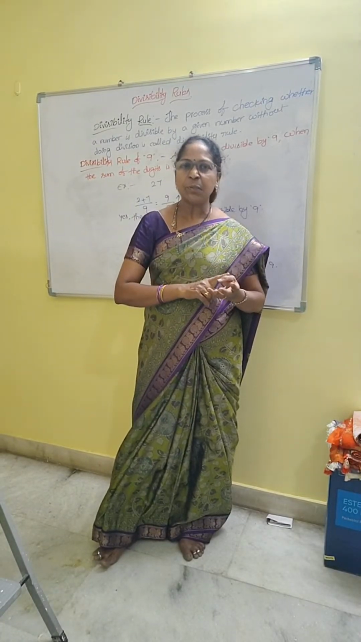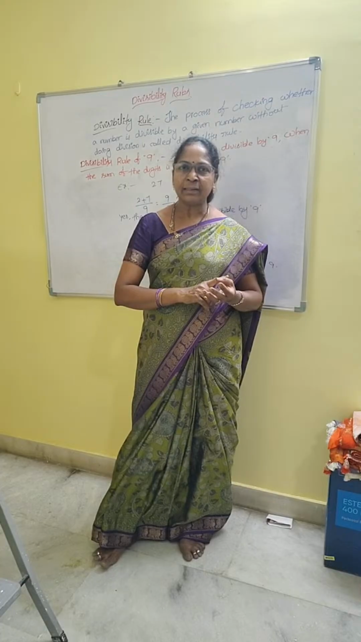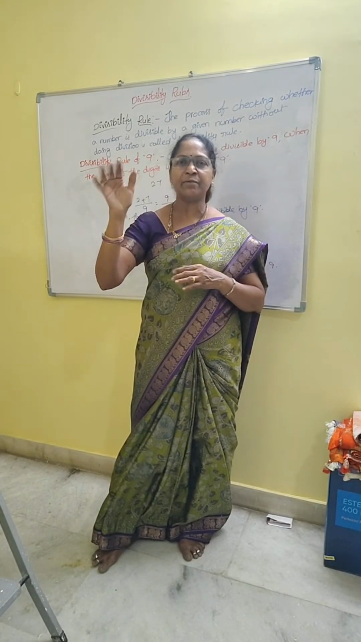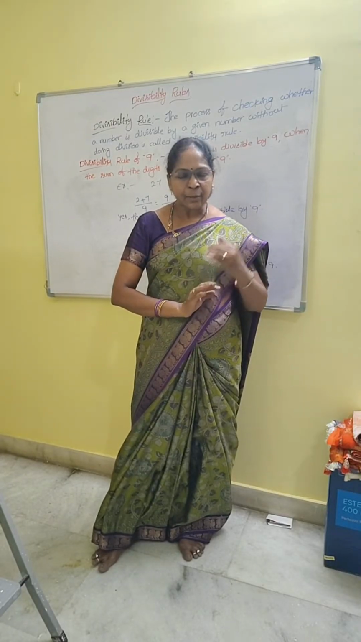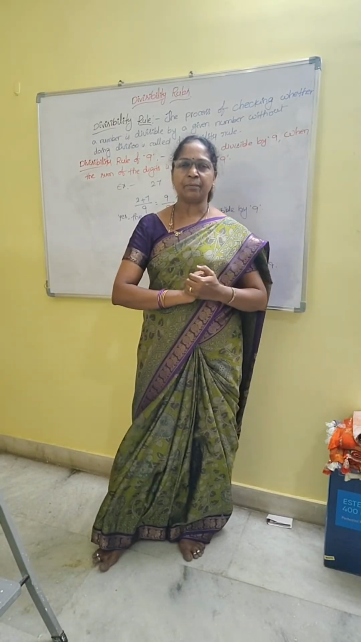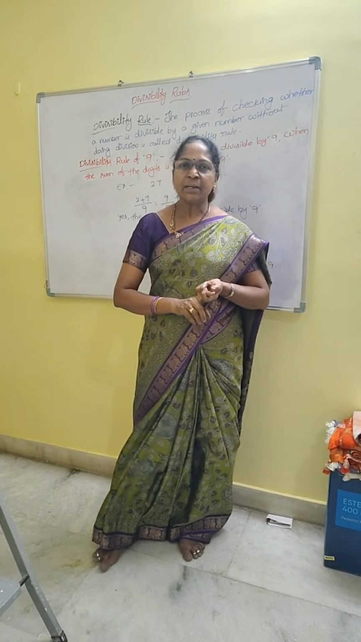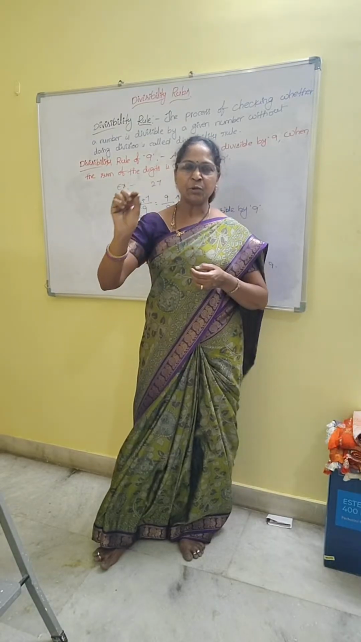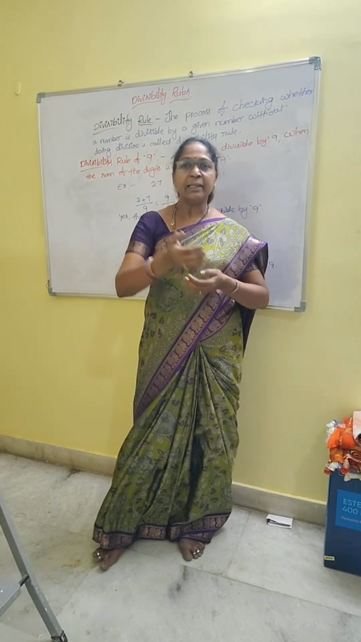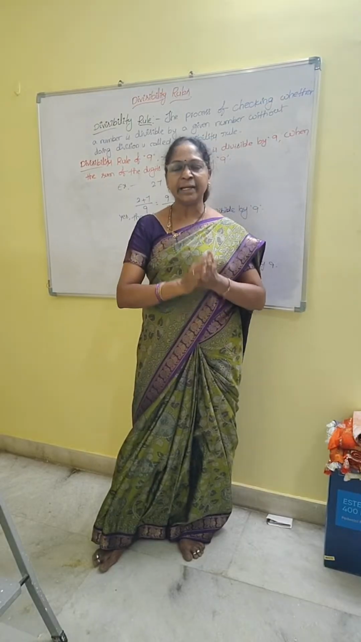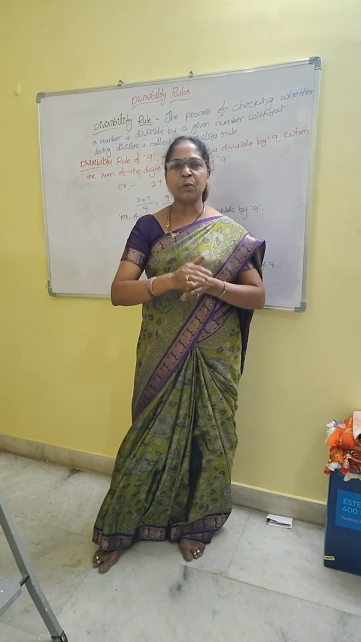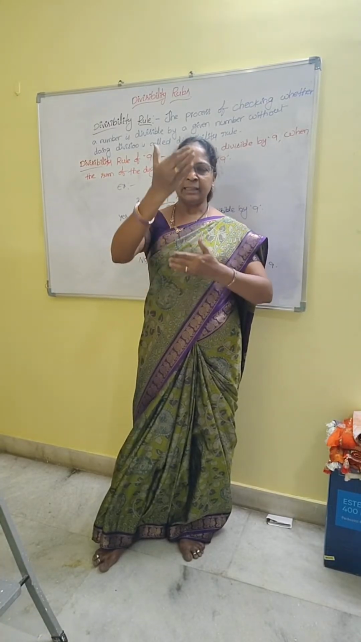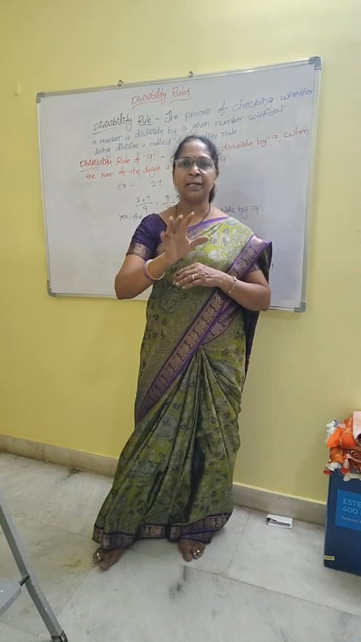A number is divisible by 4 when the number formed by the last two digits of the number is divisible by 4. Then only the given number is divisible by 4. Next is the divisibility rule of 8. A number is divisible by 8 when the number formed by the last three digits of the number is divisible by 8, then only the given number is divisible by 8. These are the divisibility rules we learned today.